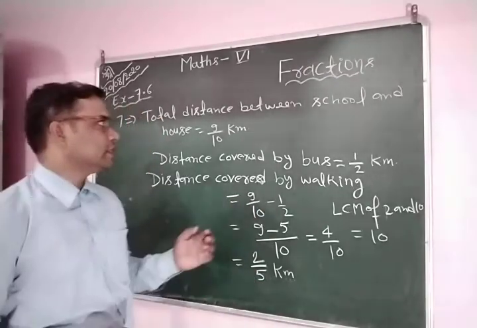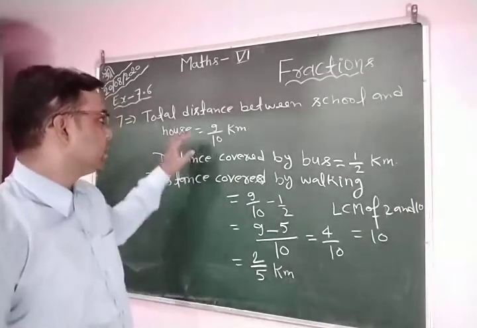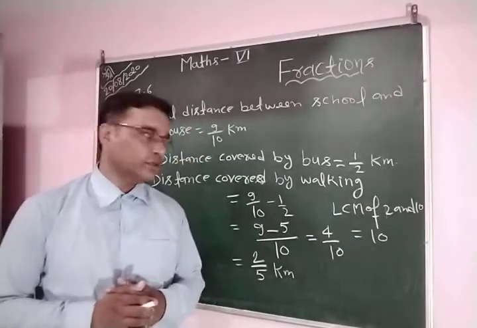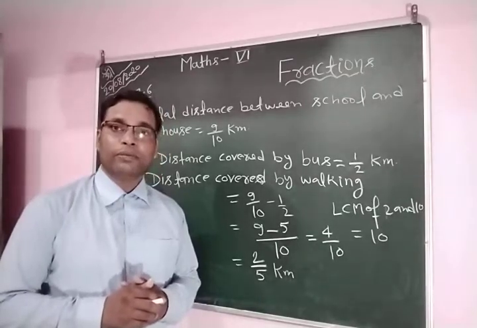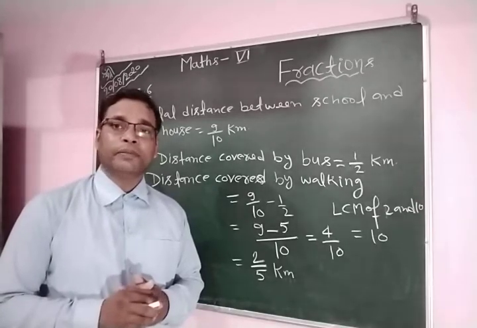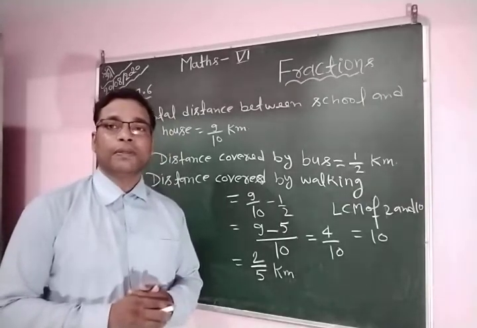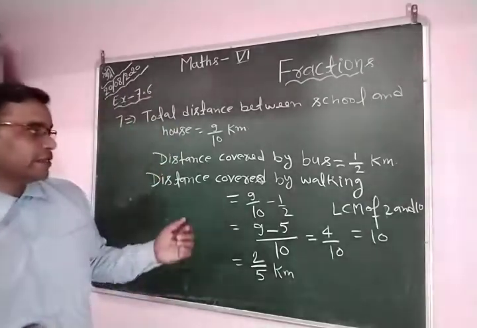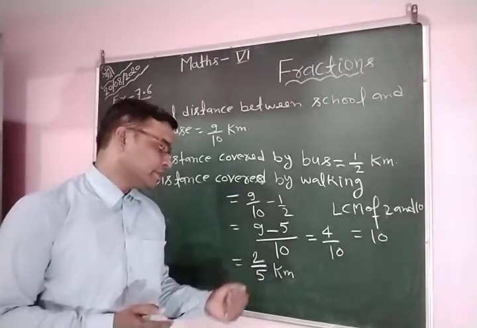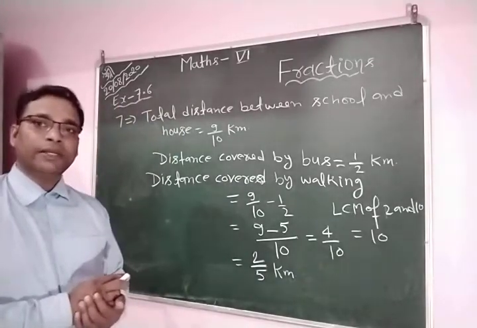This is given. The distance between school and the house is 9 by 10 kilometer. This is given. 9 by 10 kilometer is distance between house to school, and she covered 1 by 2 kilometer by bus, and remaining part she covered by foot. Okay, by walking. So we need to find here distance covered by walking. So we subtract 1 by 2 from 9 by 10, and this way you can see here we have 2 by 5. This is distance 2 by 5 kilometer that she covered by walking.